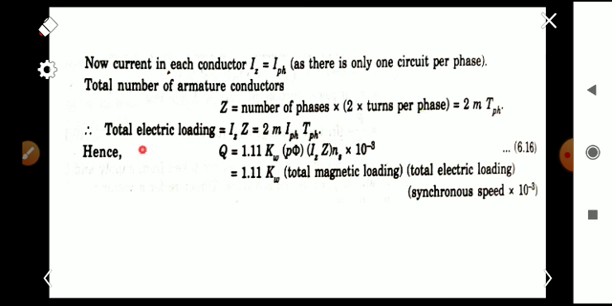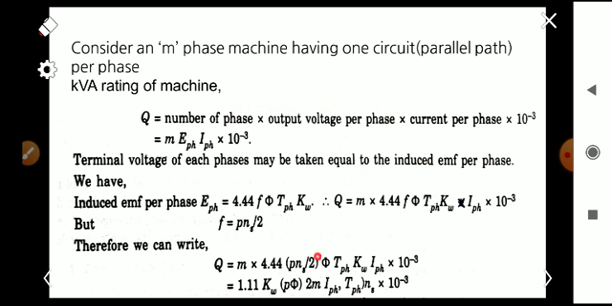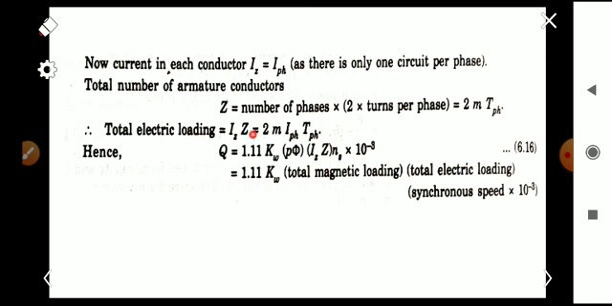So for getting the total electric loading, that is IZ into Z, you have to multiply this term with IZ. So it becomes 2m into I phase into T phase, and in the question you can see the term 2m into I phase into T phase. So instead of this, you can substitute the value IZ into Z. So the output equation Q becomes 1.11 into KW into P phase into IZ into Z into ns into 10 raised to minus 3, where we know that P phase is the total magnetic loading, IZ into Z is the total electric loading, and small ns is the synchronous speed in RPS, rotations per second.